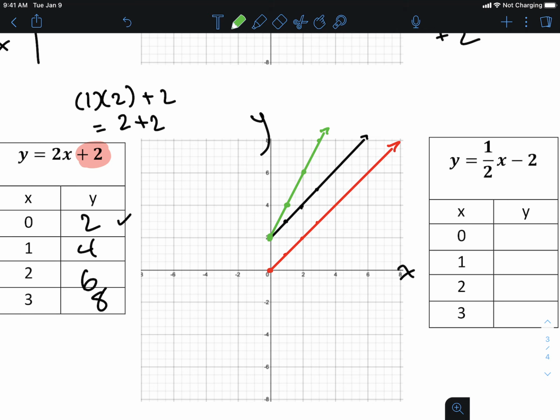Okay, so let's take a look at our graph here. How do I get up to the next vertical point? Plus 2, I move up 2. How do I get over? Is it 2 or 1? 1. Let's try it again. Up 2, over 1. Up 2, over 1.